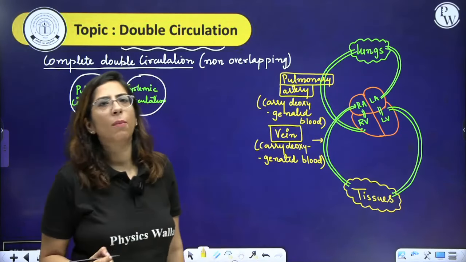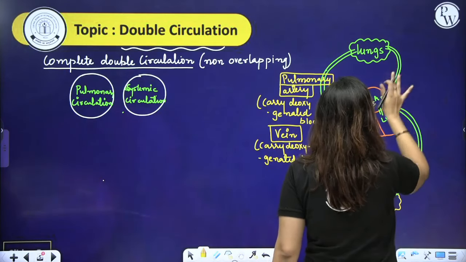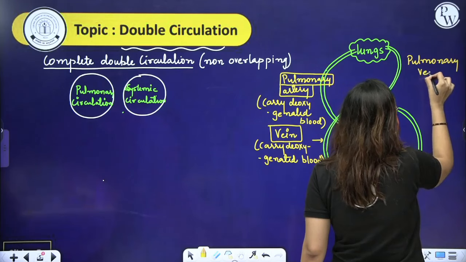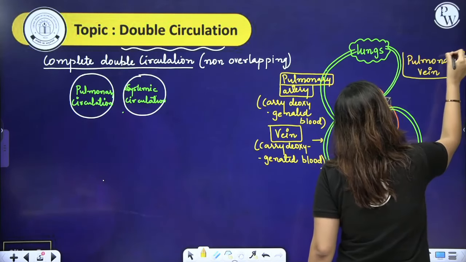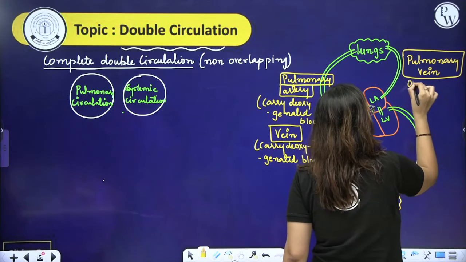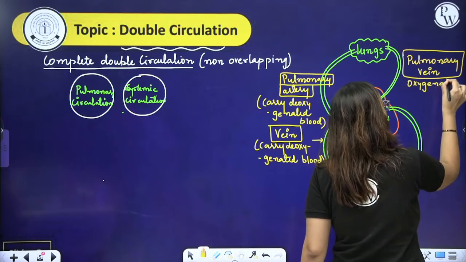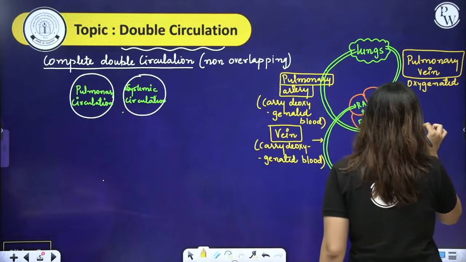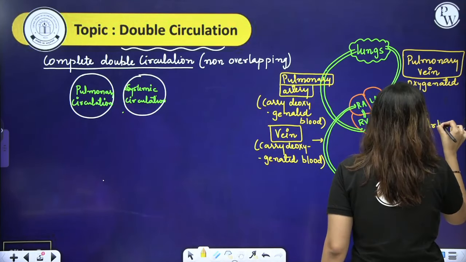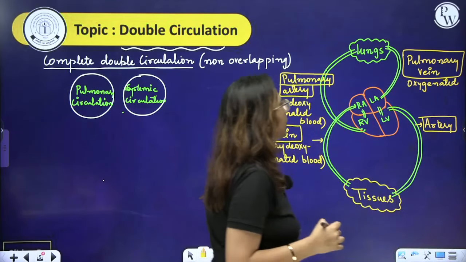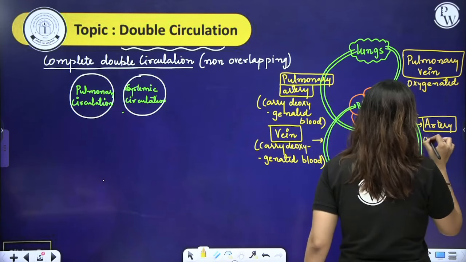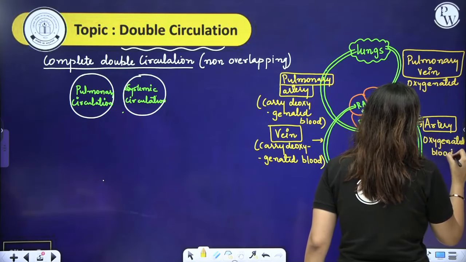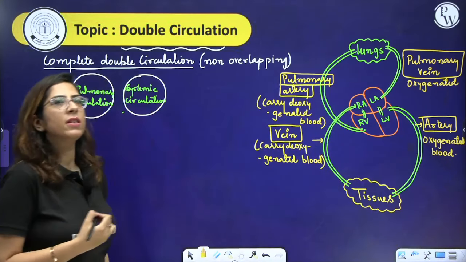Now let's proceed towards this. From the lung, the oxygenation will occur. Here there will be the pulmonary vein, because it is going towards the heart. So the name is pulmonary vein, but it carries oxygenated blood, because now the blood is oxygenated. Clear? Now we have this also. And what is this? This is your artery. Arteries always carry blood away from the heart, and it will be carrying the oxygenated blood. Clear? So this is termed as double circulation.